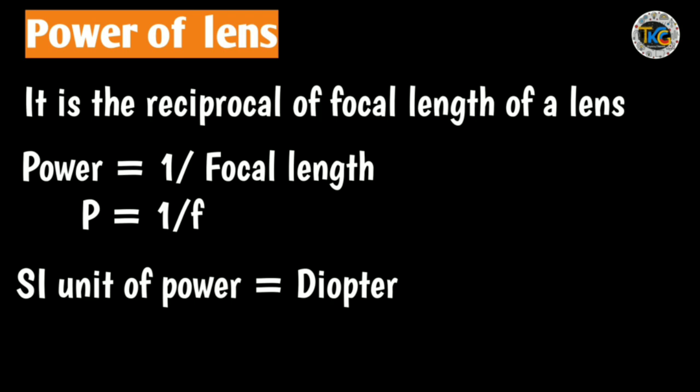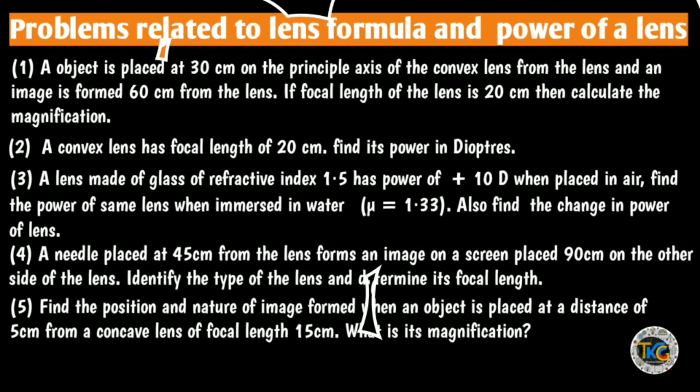So what will be the unit of power? That is 1 by focal length, that means 1 by meter. It is called a diopter. The SI unit of power is the diopter. And for a convex lens the power value is positive, and for a concave lens the power value is negative. Now you see there are some problems related to the lens formula and power of a lens.